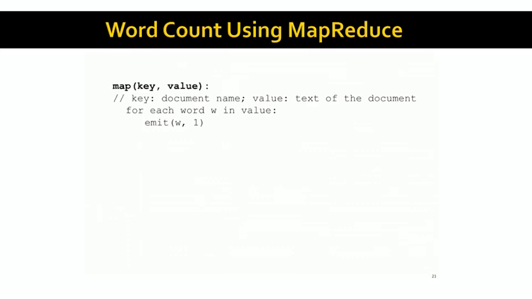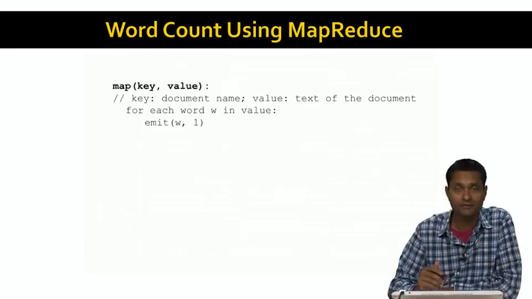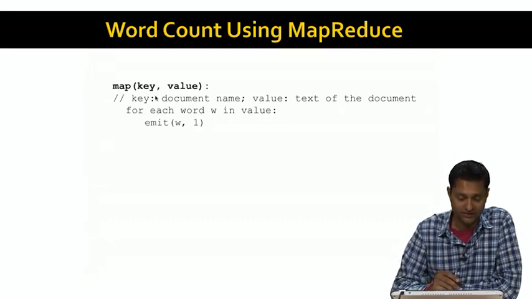So here's the actual pseudocode for the word count using MapReduce. Remember, the programmer is required to provide 2 functions, a map function and a reduce function. And this is the map function right here. The map function takes a key and a value, and its output has to be a set of intermediate key value pairs. Now, the key in this case is a document name, and the value is the text of the document.